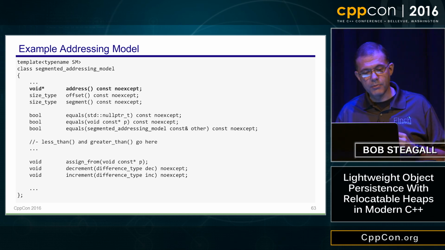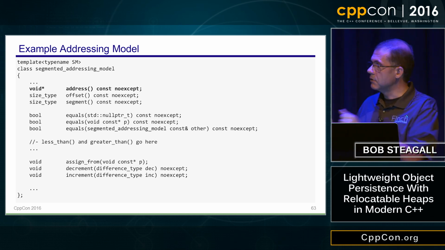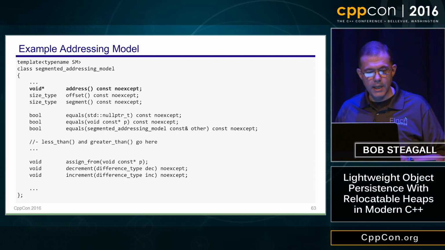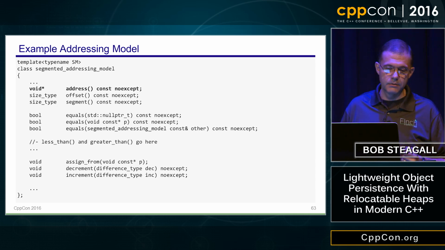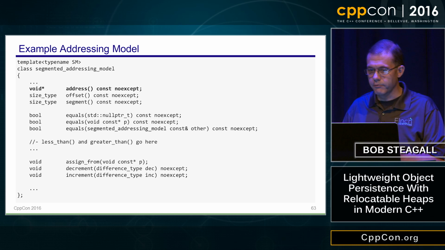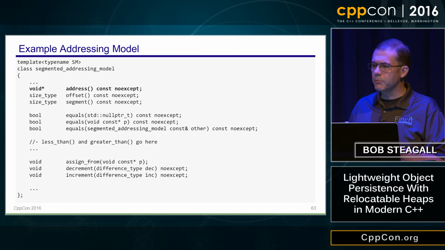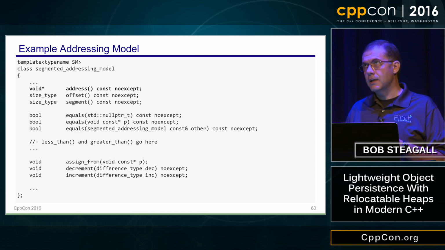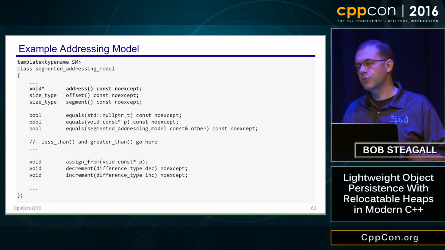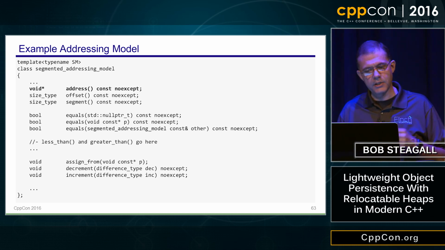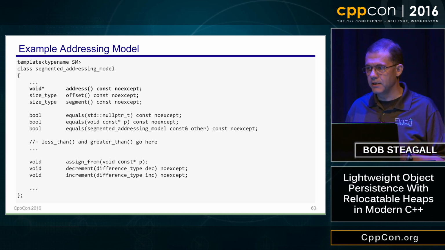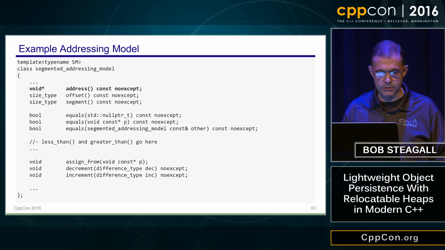There are also some operations to allow assignment from a void pointer, and also to increment or decrement what the addressing model refers to. And this is a little bit of a fudge, because in this case the addressing model is not truly acting like a void pointer, because I'm allowing it to be incremented and decremented. It's actually acting a little more like a char star. But this little cheat makes things easier to implement downstream.